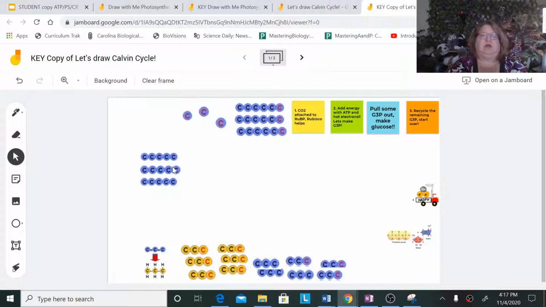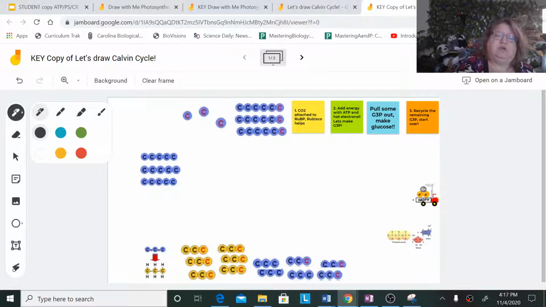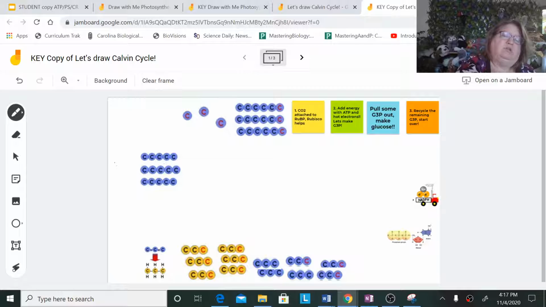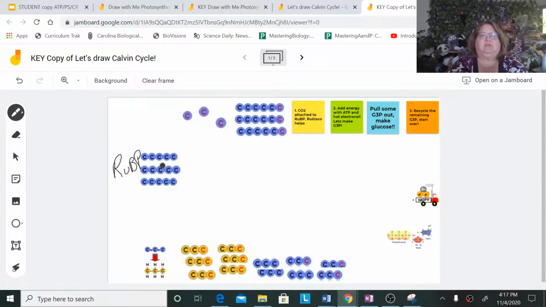So let's start out. We've got our 5 carbon molecules. Now, these 5 carbon molecules, and if you can write with your pen, that's fine. I can, but you can also do a text box. These 5 carbon molecules are called RUBP. Now, that doesn't really make much sense. It's not like calling it sugar or proteins. RUBP stands for ribulose bisphosphate.